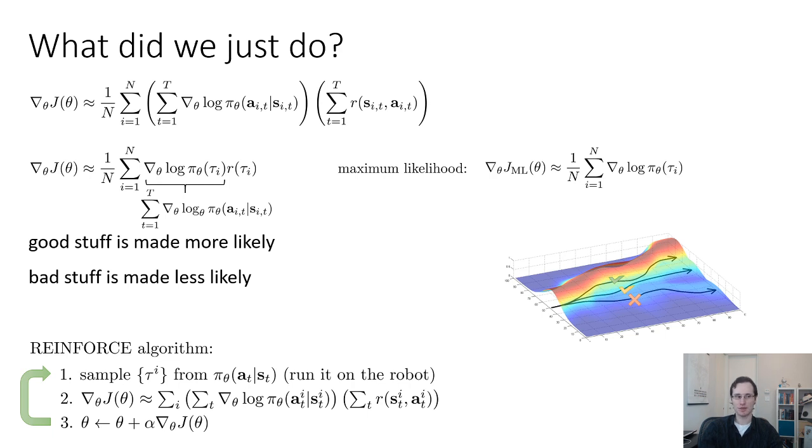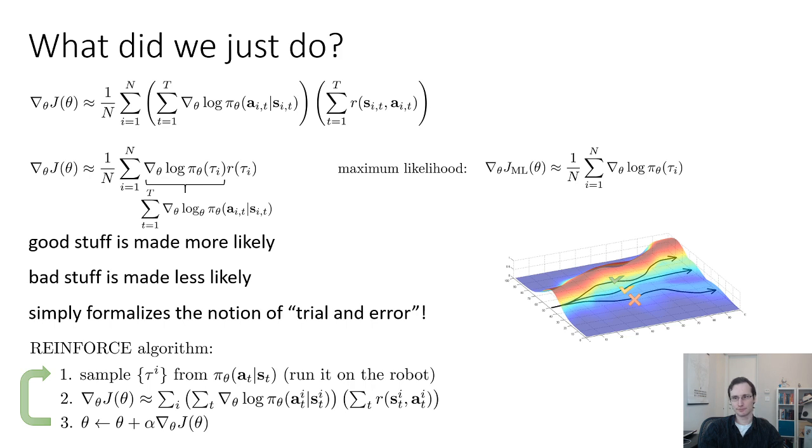This is essentially a mathematical formalization of trial and error learning. So even though it's a gradient-based algorithm, what it actually does in practice is it just makes good stuff more likely and bad stuff less likely. Very much in line with what our intuition would say is the right strategy if you want to learn by trial and error.